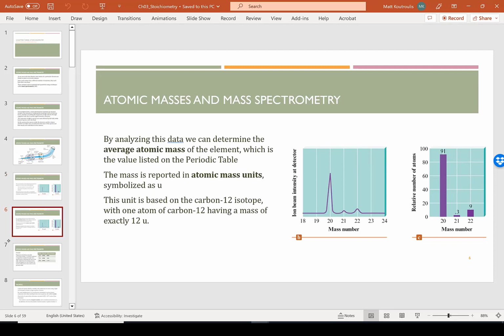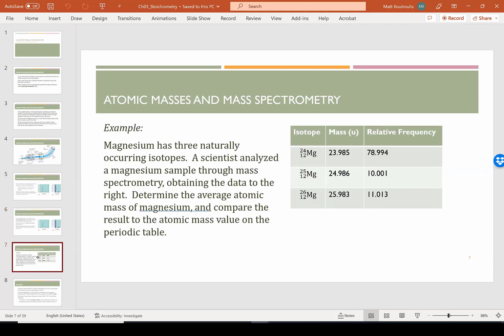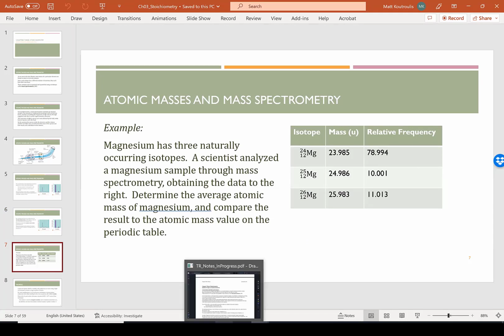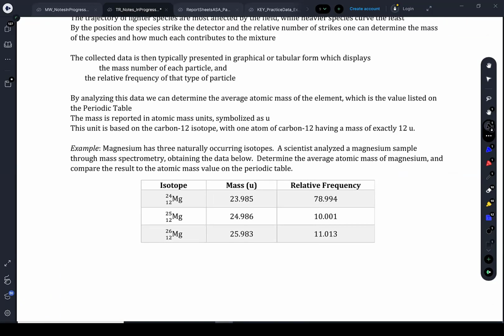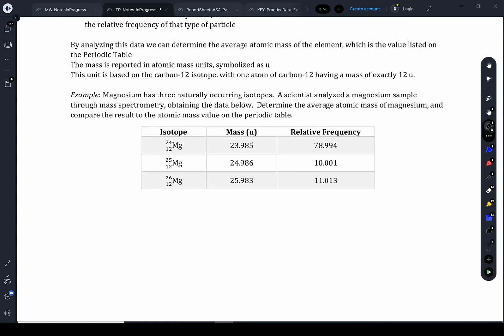Now, instead of using grams per mole, we're going to use the equivalent atomic mass units. So we would call this 20 atomic mass units, 21 atomic mass units. Okay. Now, you should have done this calculation that we're about to do in Chem 120, but now you will understand where these numbers are coming from. Okay. So let's say we took a pure magnesium sample and we introduced it into a mass spectrometer. And instead of looking at the graph, we're just going to get the data. This is the data that the mass spectrometer would give you. The masses of the three isotopes, magnesium 24, magnesium 25, and magnesium 26, and their frequencies.